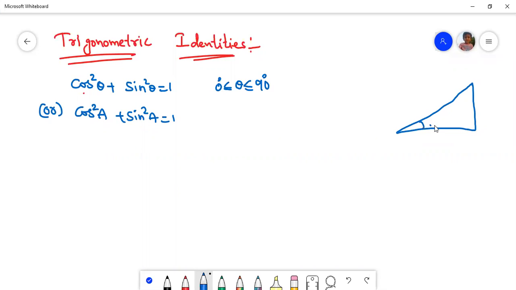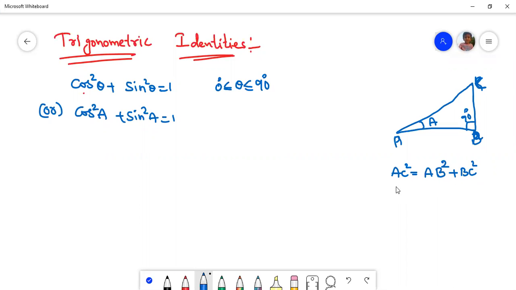Here A is the angle. Take the triangle PQR, or we can take ABC. No worries about that. ABC is the right angle triangle, with 90 degrees at B. How are we getting the identities? By the Pythagoras theorem, we know that AC square is equal to opposite square plus adjacent square. That is, adjacent square is AB square, opposite square is BC square.